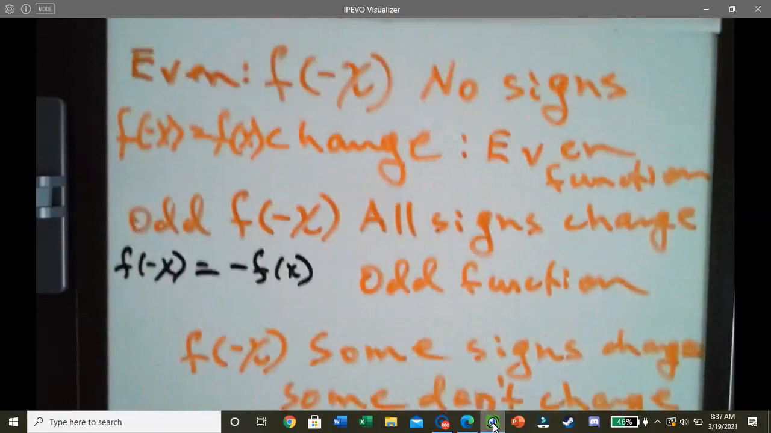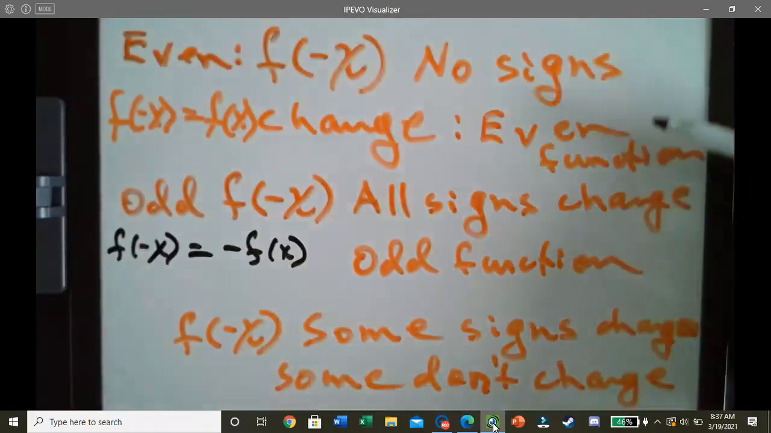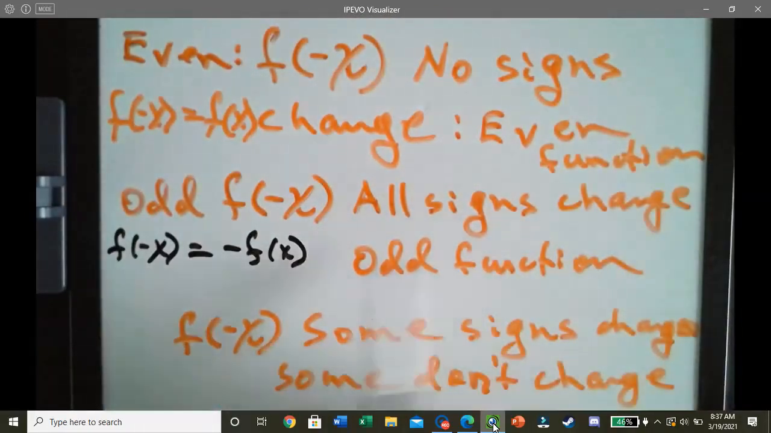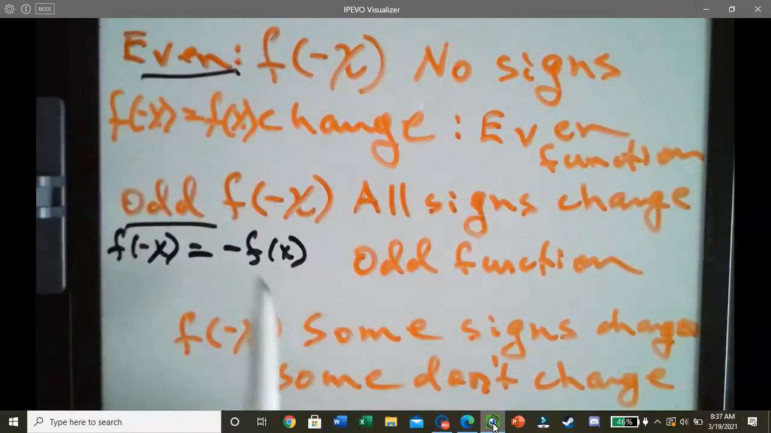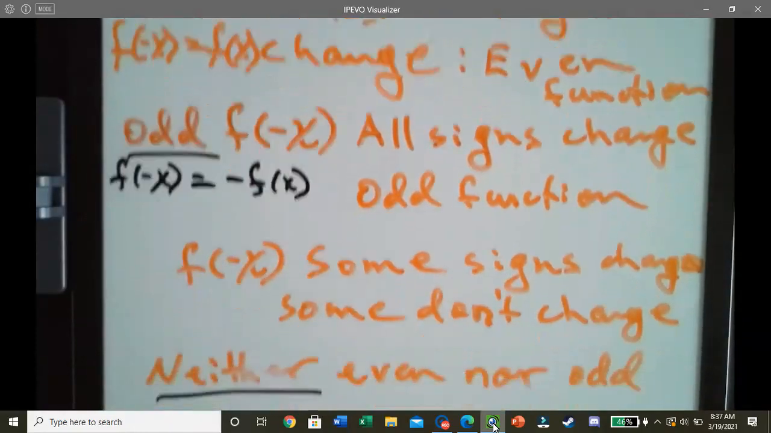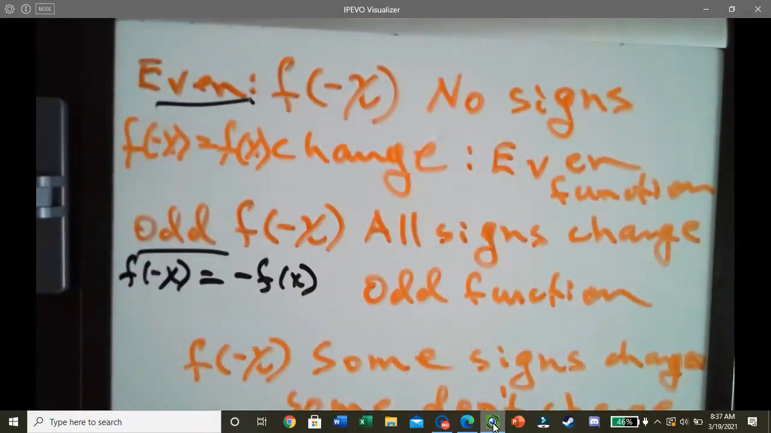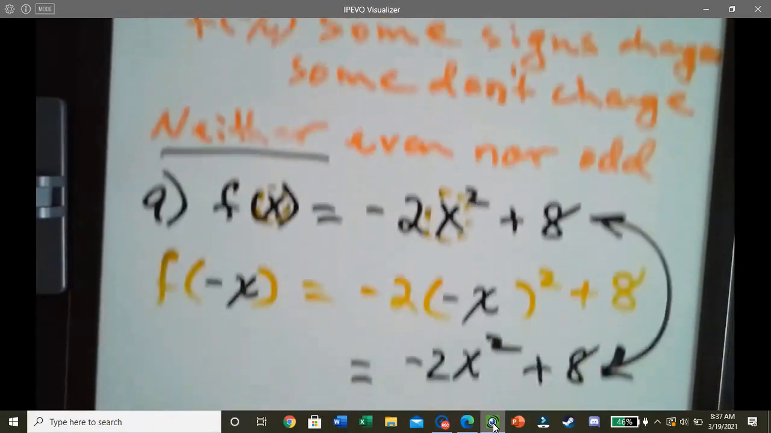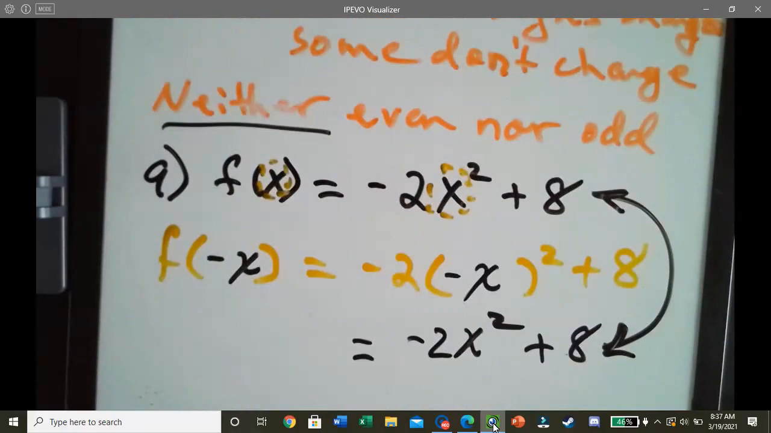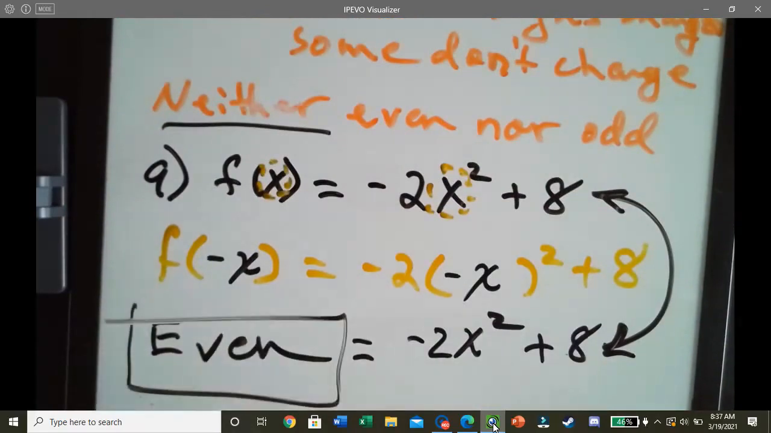So which one of these three scenarios, which one of these three, even, odd, or neither? So did no signs change, all signs change, or some signs change? No signs change. So therefore our function is even. That's our answer. Okay? Questions? Alrighty.